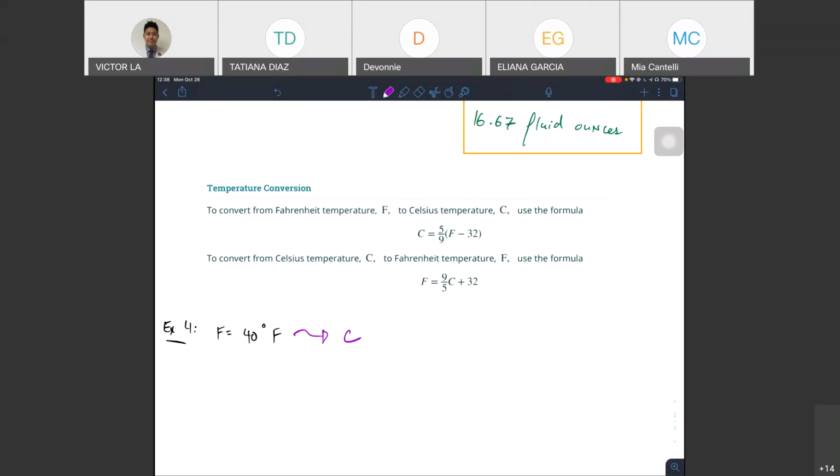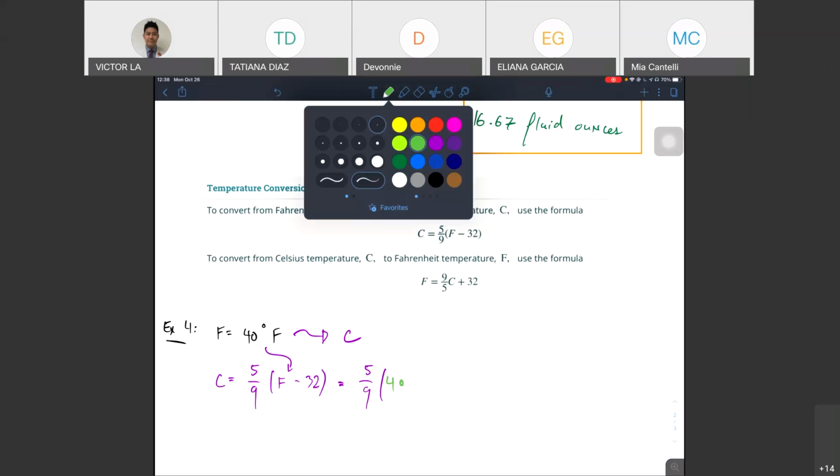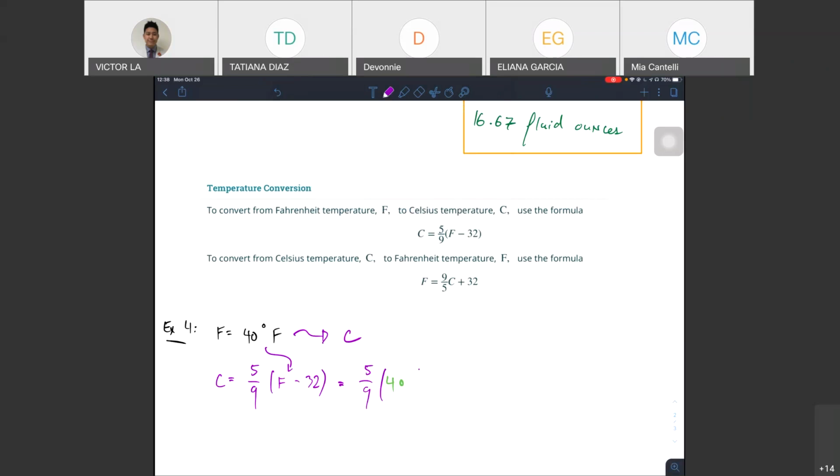So then you have the formula, as I suggest. You just write the formula down. Minus 32. You plug this in right here. So then use your calculator, right? You go 5 over 9, parentheses, 40. Oops. 40 minus 32. Yep, that's good. And you just calculate it out, right?